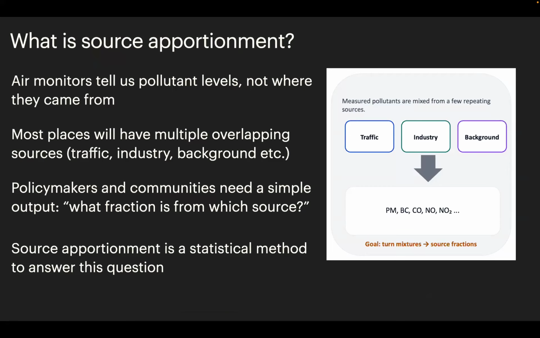Essentially, from the sensors, we only get the pollutant levels, not where they came from. Pollution is coming from various different sources: background regional sources, traffic, industry, and so on. The measurements you're seeing are a sum total of contributions from each of the sources. So source apportionment is essentially a deconvolution or unmixing problem where you take the concentrations and try to break them up into parts coming from each of these sources.